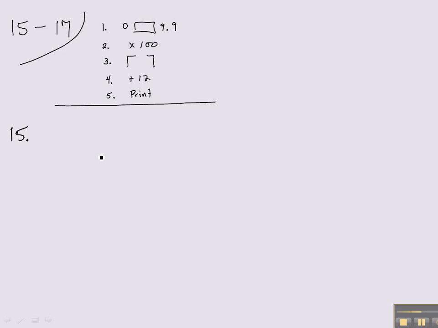We're supposed to take the number 6.127. Step 1, we chose our number. Then we multiply by 100. Move the decimal 2 places to the right. Then we round up. Always round up, no matter what. The next integer greater than or equal to this one. Then we add 12, and we get the answer. We're going to print 625.